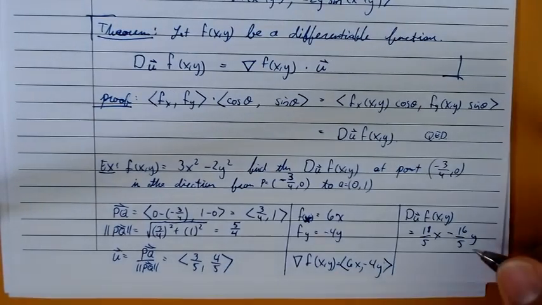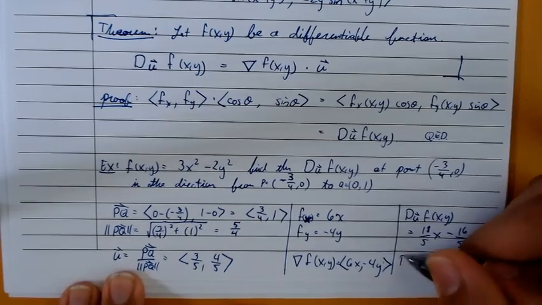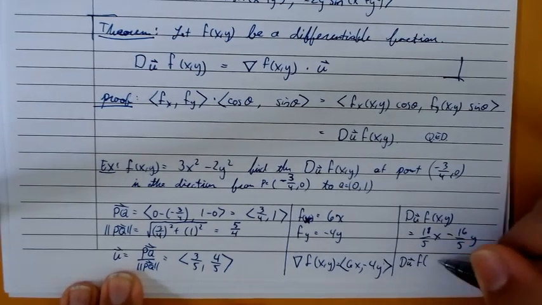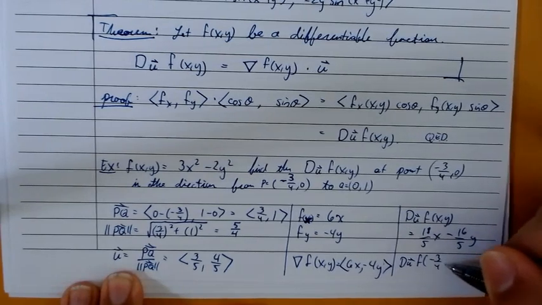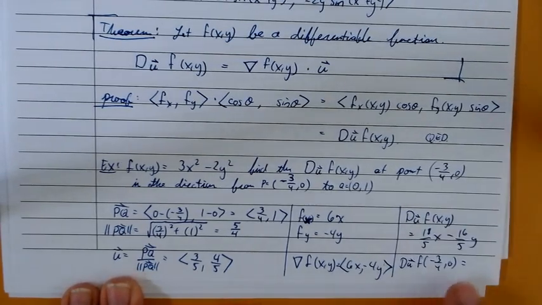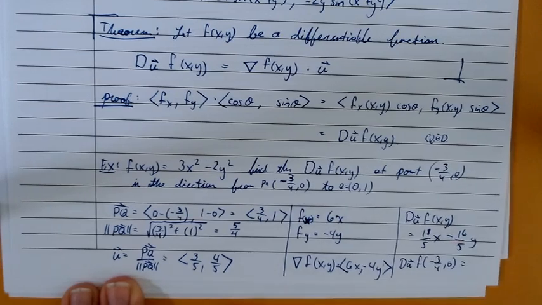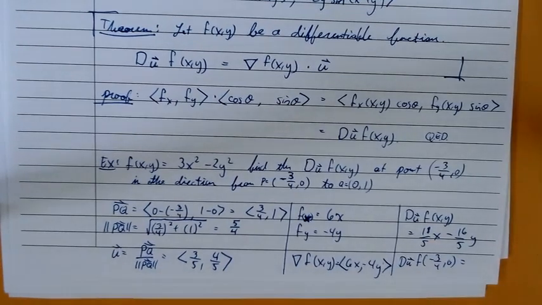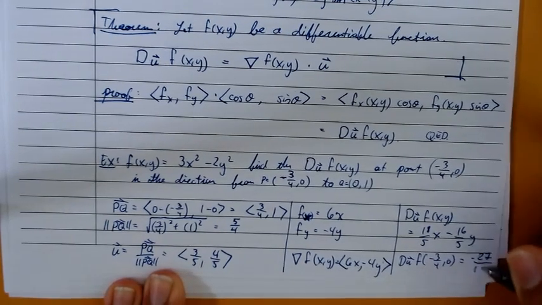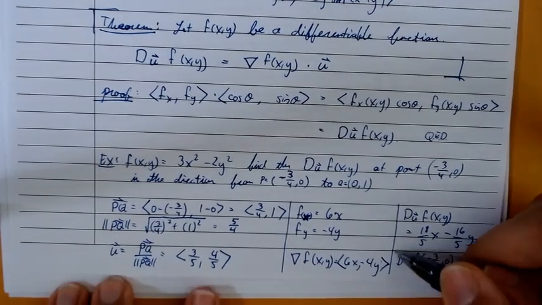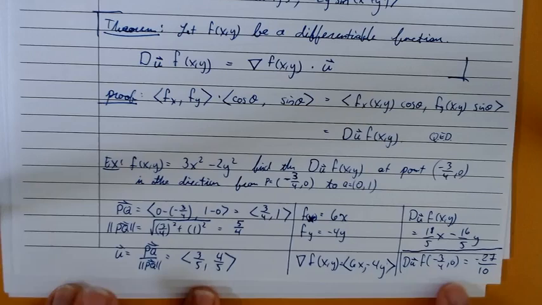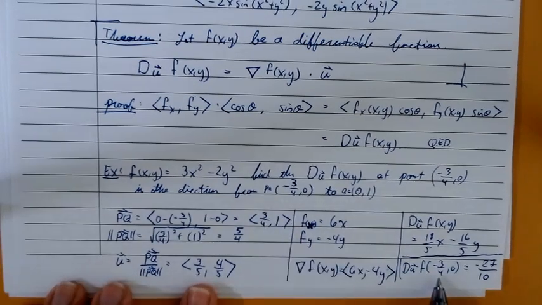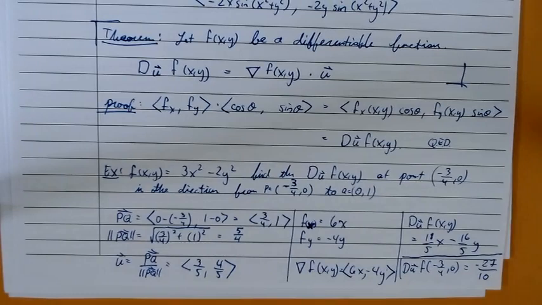And finally, we want to find the derivative at that particular point. So the derivative in the direction of u of f at the point negative 3/4 comma 0. You plug in 0 for this one, which makes the whole thing 0. And if you plug in negative 3/4 here, that'll give you, oh, let's see, that's negative 54 over 20, which we can reduce to negative 27 over 10. And there we go. Here's our directional derivative of our function in the direction of the vector from P to Q at the point P. It's going to give us negative 27 over 10.